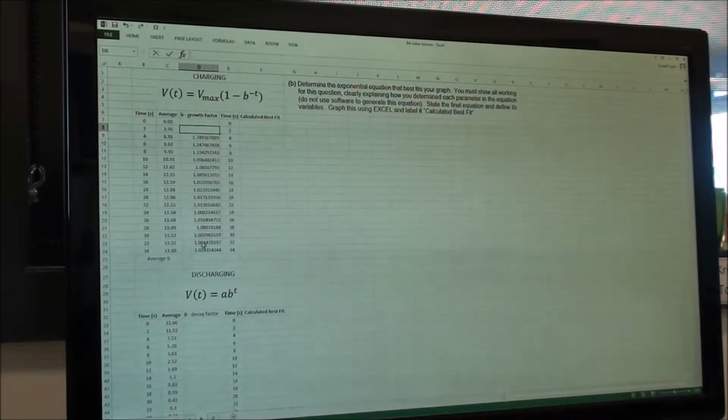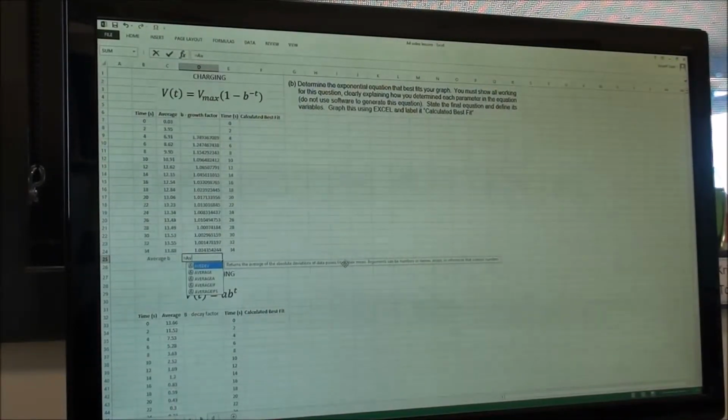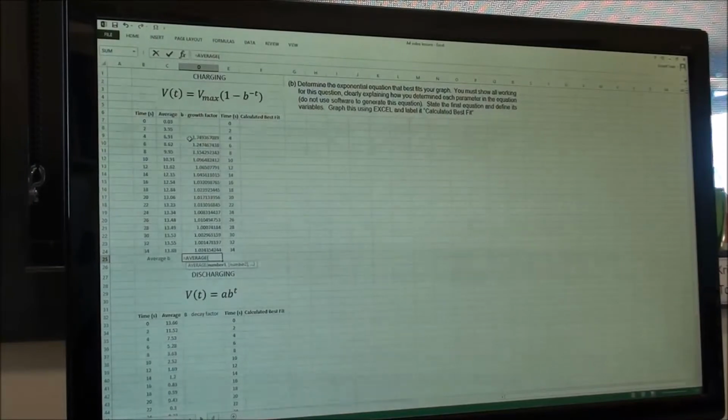So take all these results and find the average. I'm going to find my average down here. Once again I press equals and type in the formula for average: AVERAGE in capitals, open brackets, select all these numbers, close brackets, press enter. My average growth factor is going to be 1.09. So that's going to be this number here.